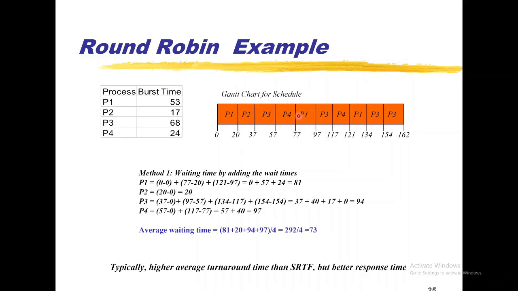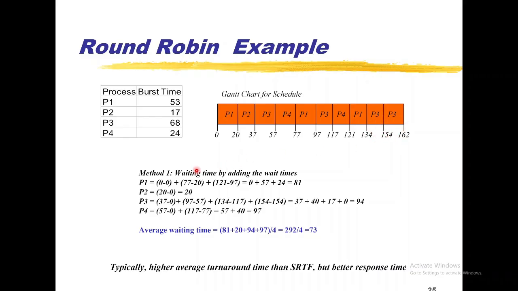Now pick P1 again, run it for another 20 seconds to 97, finish. P3, run it for another 20 seconds to 117. Then set it again back to the ready queue. Pick P4, run it again to 121. And P4 is gone because it had only 4 seconds remaining. Now pick P1, run it for another 20 seconds, but this was the last time, so it was less than 20 seconds. Then you move to P3, run for 20 seconds, and do the last one.